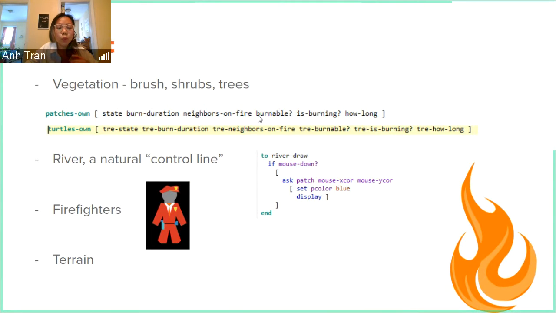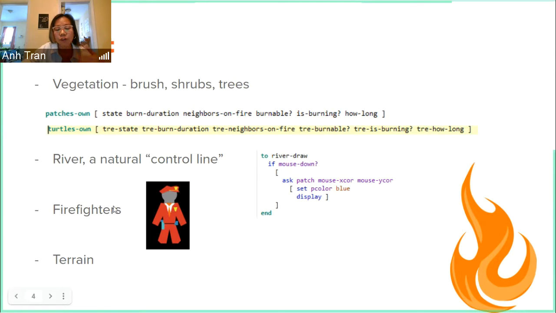And we also want to implement a river, which is a natural control line in a way, because the fire cannot cross past it. So this is our little command for the river draw, which after we set up our world, we can manually move our mouse and draw the river wherever we want on our world. But this also comes in handy later when we were trying to set up our control line where the firefighters put it down. So color coding wise, if we want to code something that is not fuel and not burnable, it's not going to be green. So we pick blue for our control line as well.